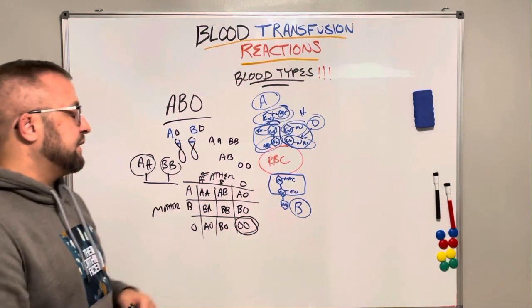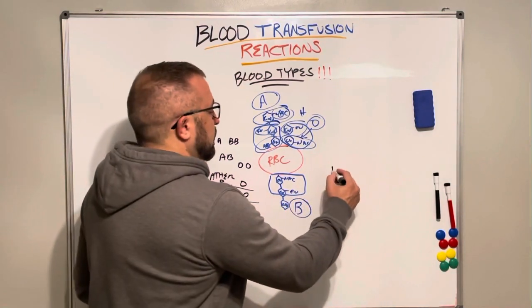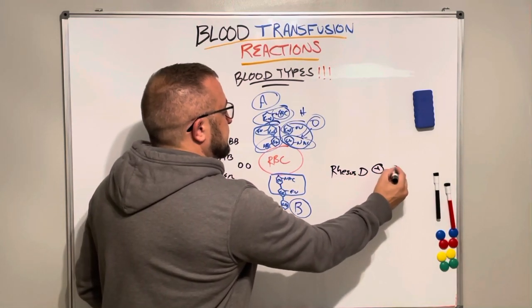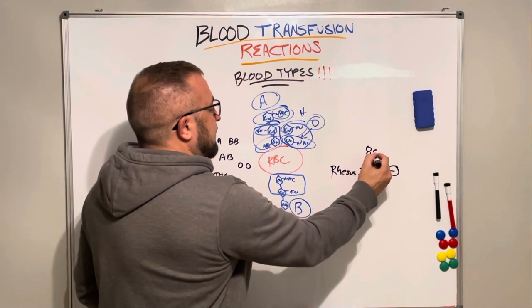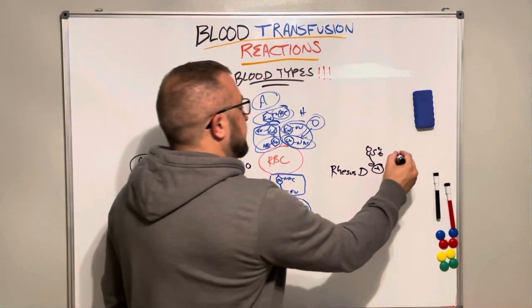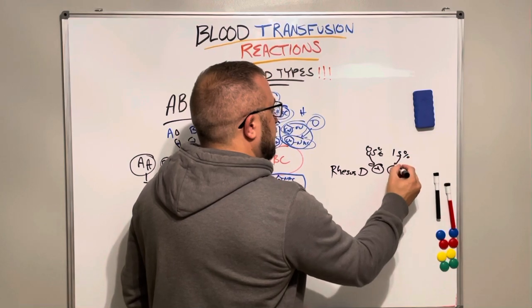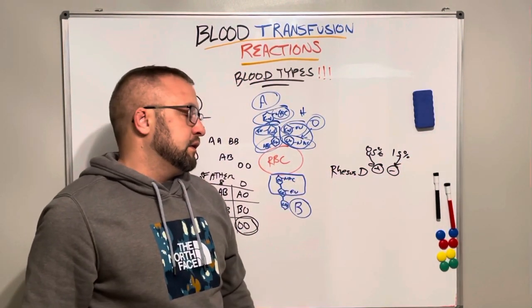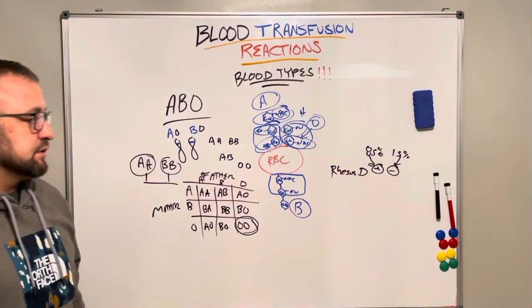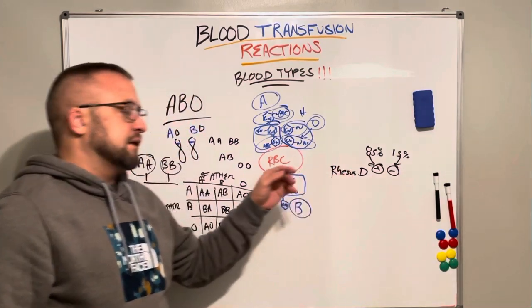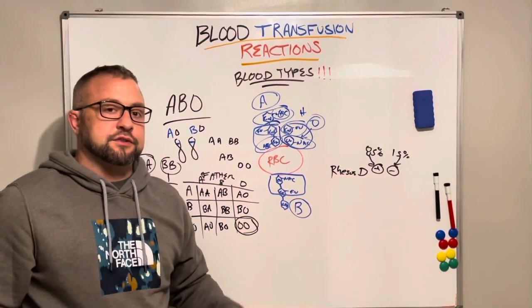Again, we have Rhesus Factor, and I believe the most important one is the D, and that's the one we can be positive or negative for. 85% of the population is positive for that. 15% are negative for that, and that becomes super important, especially during pregnancy. It's one of the reasons we have to give RhoGAM. It is because of this, and we'll talk about that later on in the blood transfusion reactions.